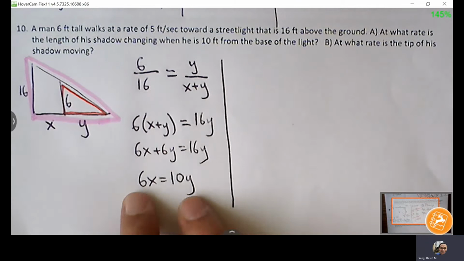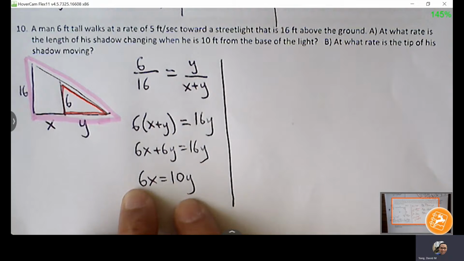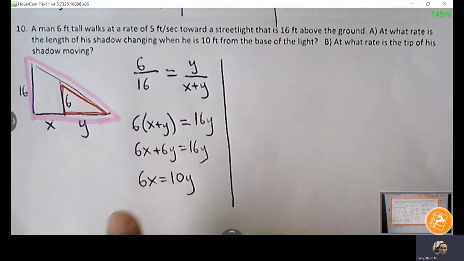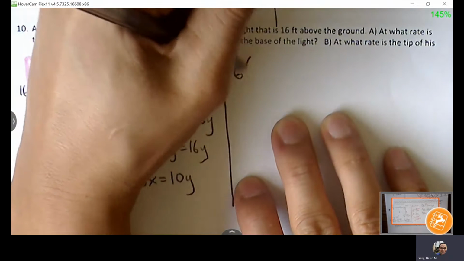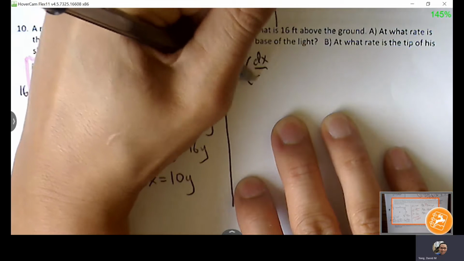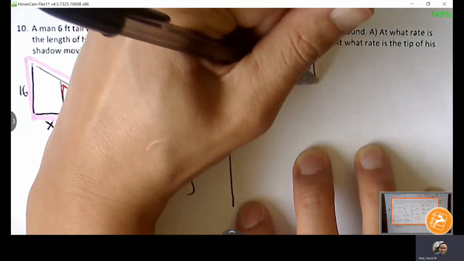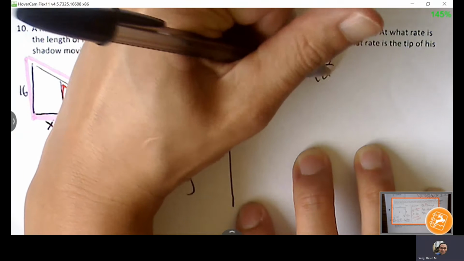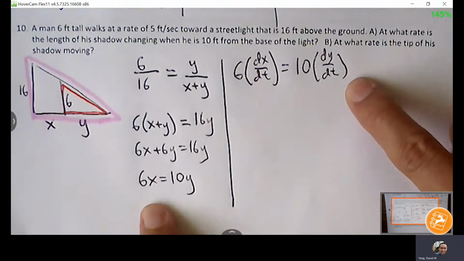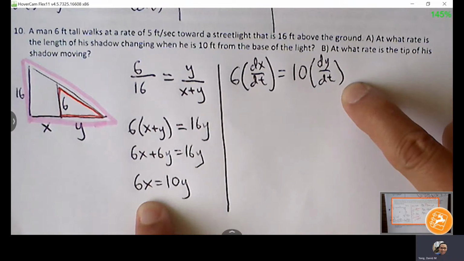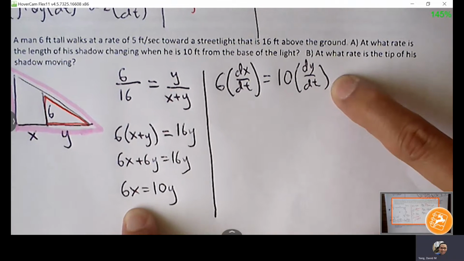Okay, this is my equation. I can go into my derivative step. 6x becomes 6 dx dt. 10y becomes 10 dy dt. All right, just a simple, easy derivative step here.